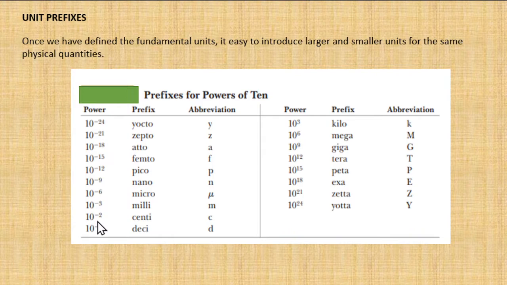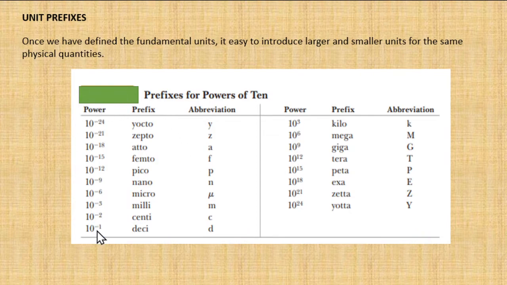10 raised to negative 2, we have centi, abbreviated C. 10 raised to negative 3, we have milli for the prefix and M for the abbreviation. Until 10 raised to negative 24, we have the prefix yocto and the abbreviation for this is y. This is for the negative power. So we have positive powers too. This is a big number.